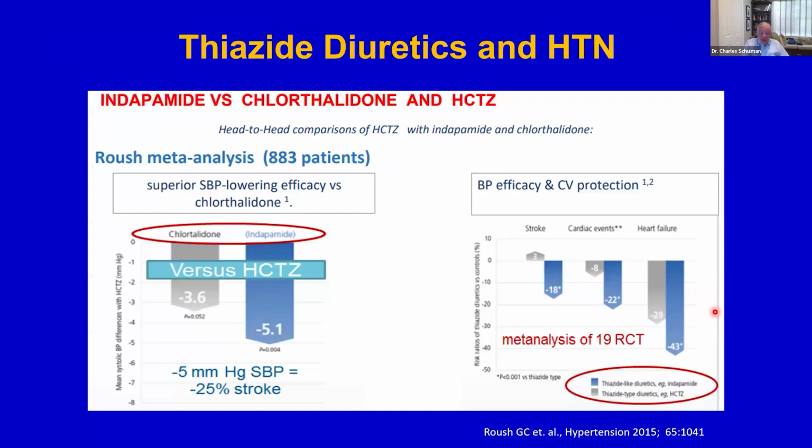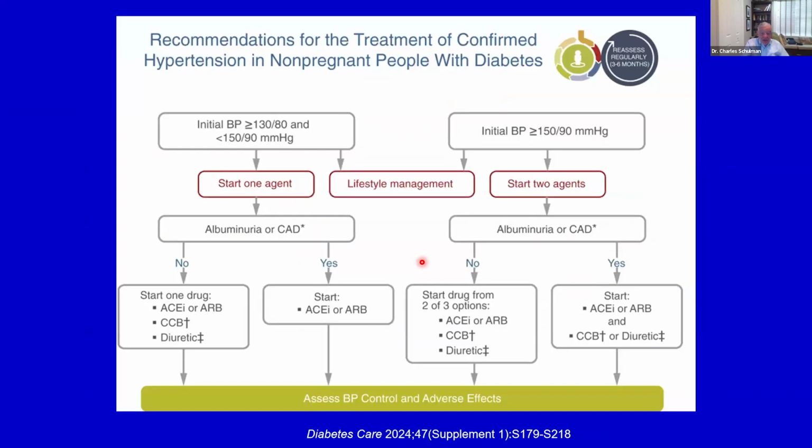This just points out that indapamide and chlorthalidone lower blood pressure better than hydrochlorothiazide. The initial reports were that there was cardiovascular protection, but not in subsequent reports.